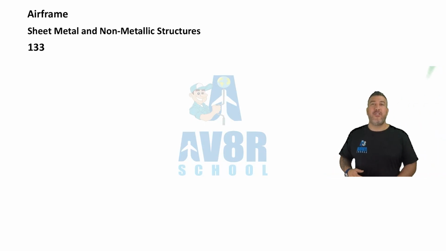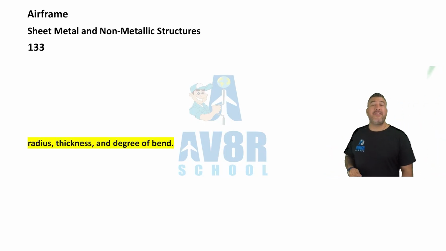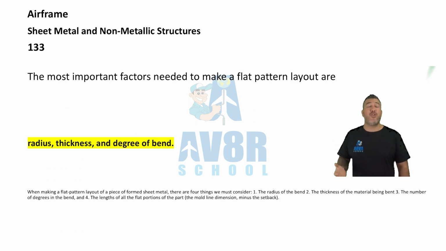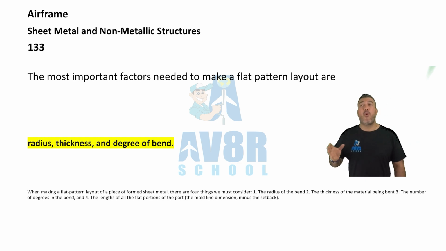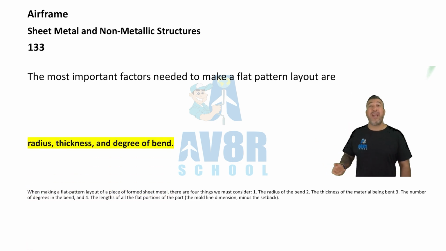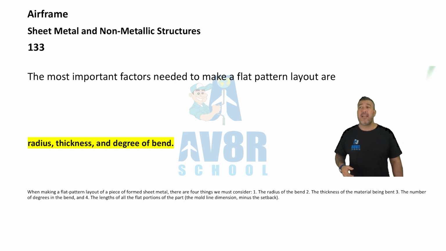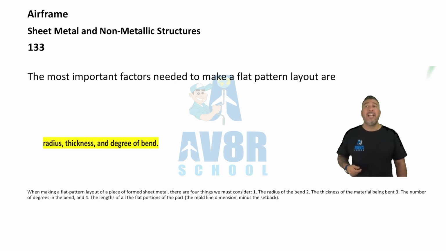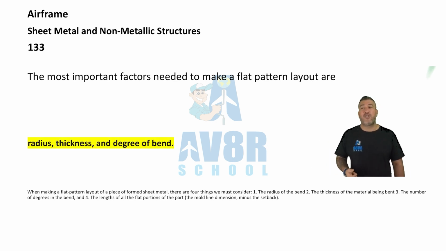Question 133. Radius, thickness, and degree of bend. So the important factors needed to make a flat pattern layout are the radius, thickness, and degree of bend. The most important factors needed to make a flat pattern layout are radius, thickness, and degree of bend.